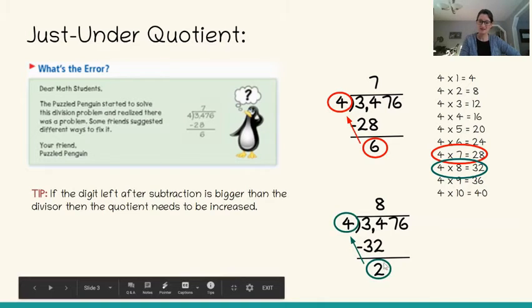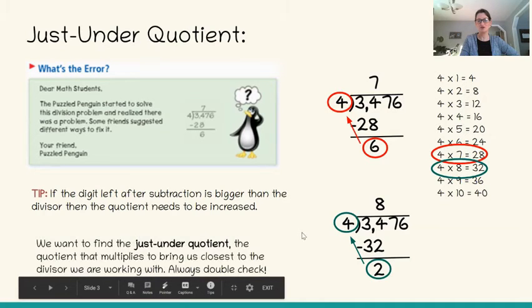Now you might notice that the digit left after subtraction is smaller than the divisor. 2 is less than 4. So that's a pretty good check. Like, okay, yep, we've done this right. We're as close as we can to dividing these numbers up correctly. Okay, and we can carry on with the rest of the problem.